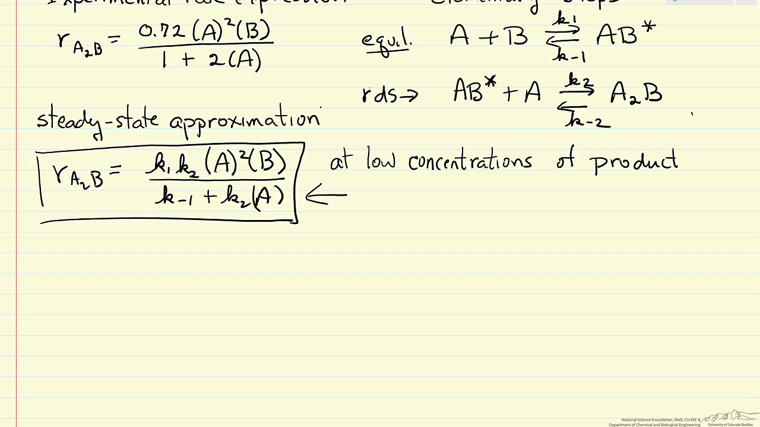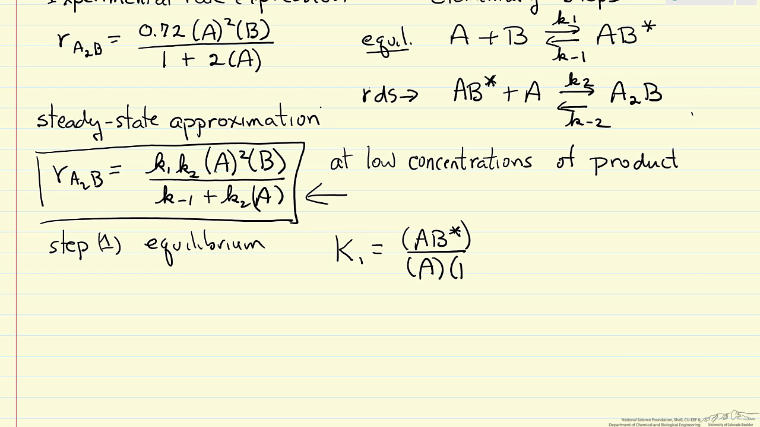So we assume for step one that we're in equilibrium, which means we have some equilibrium constant that would be equal to concentration of AB star, concentration of A over the concentration of B. Product concentrations over reactant concentrations raised to their stoichiometric coefficients, which are 1. And this equilibrium constant is the ratio of these two rate constants.